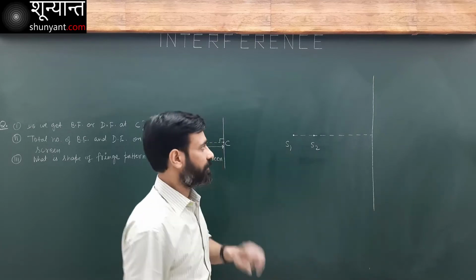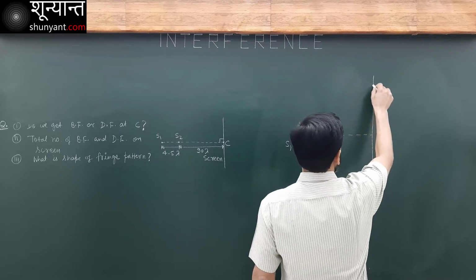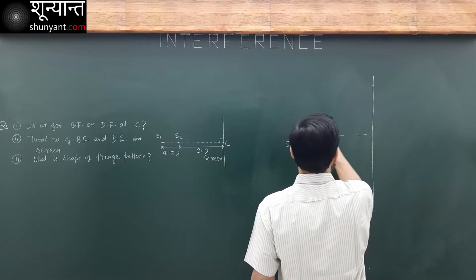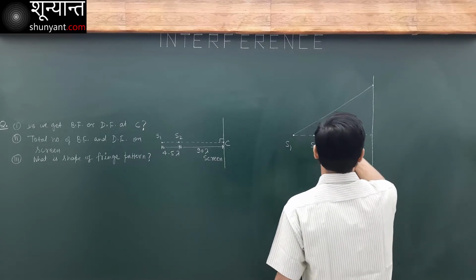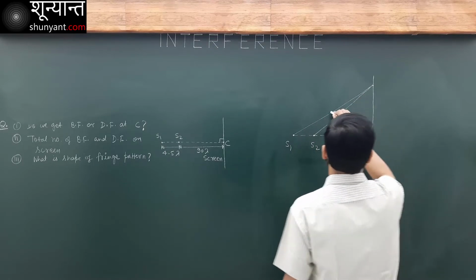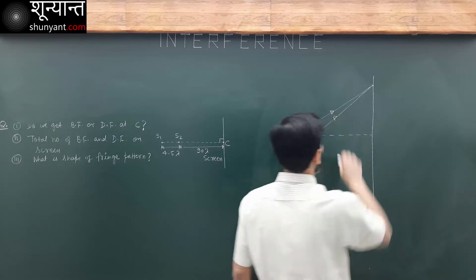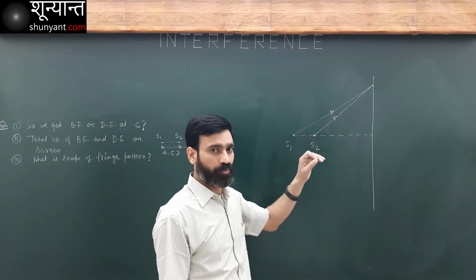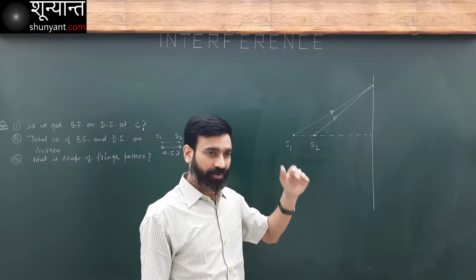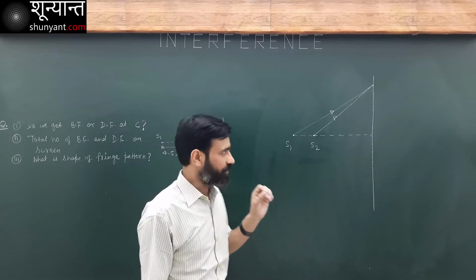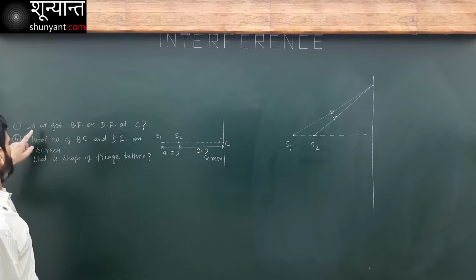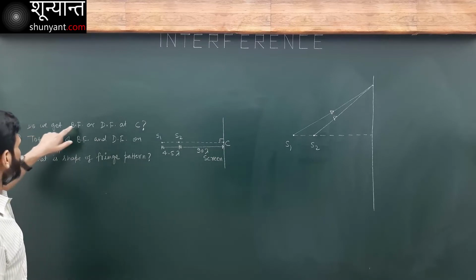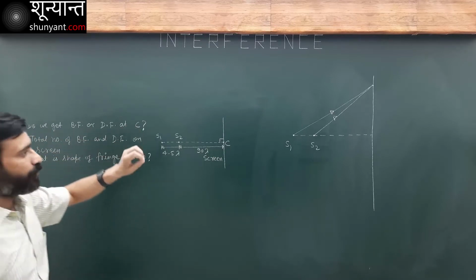This is the screen. At any point, I am going to receive waves from both sources, S1 and S2. They will interfere, and they will also produce a fringe pattern. Now the first question: do we get a bright fringe or a dark fringe at point C?